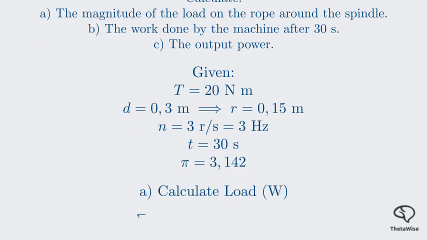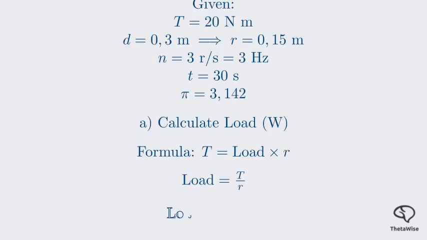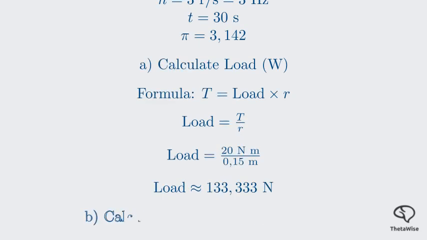For part A, we need to find the load. This is the force on the rope. We'll use the torque formula, T equals force times radius. Rearranging for the load, we get load equals T over r. Plugging in our values, the load equals 20 divided by 0.15. This gives us a load of approximately 133.333 newtons. So, for a 20 Newton-meter torque and a 0.15 meter radius, the load on the rope is about 133 newtons.